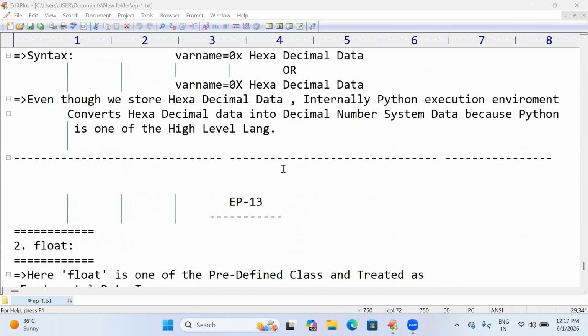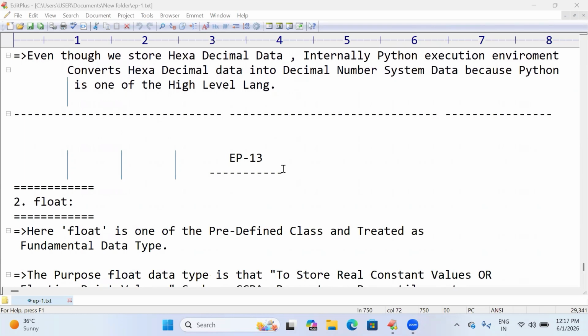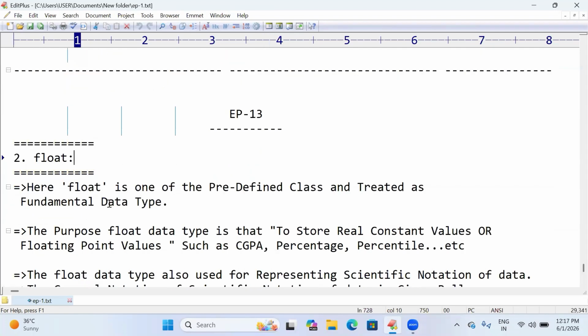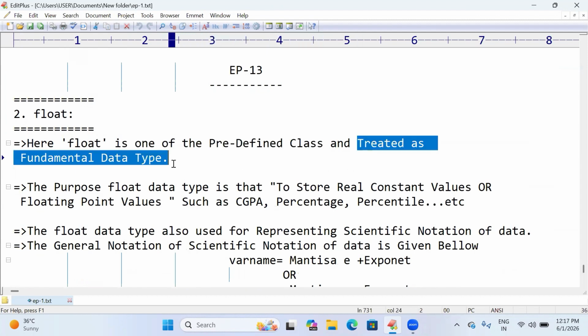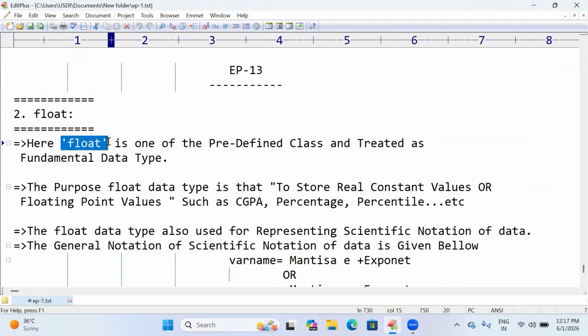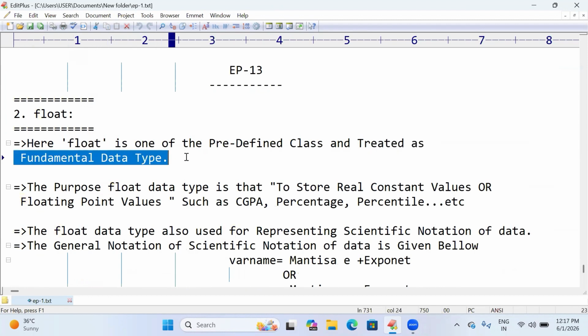In the previous episode, we saw the int data type, all its conversions, and number systems also. So in today's episode, we are going to see the float data type. Float is one of the predefined classes and it is treated as a fundamental data type. In the fundamental category we have four data types: int, float, bool, complex. Float is the second fundamental data type.